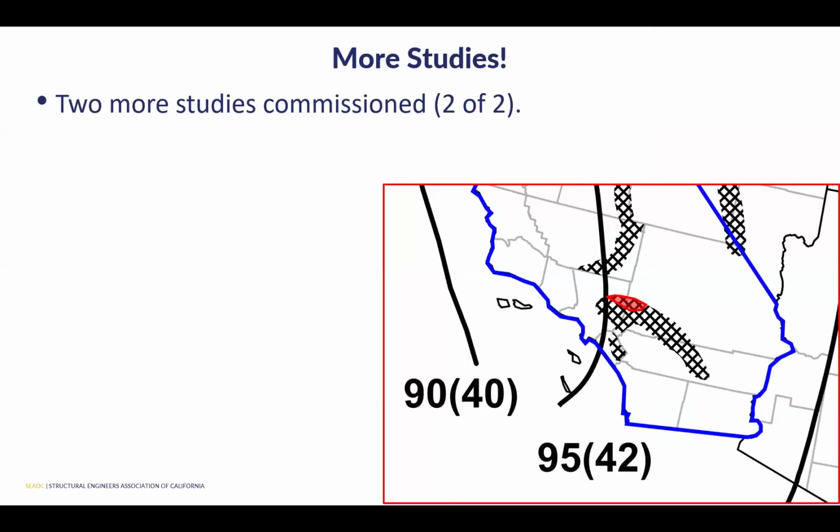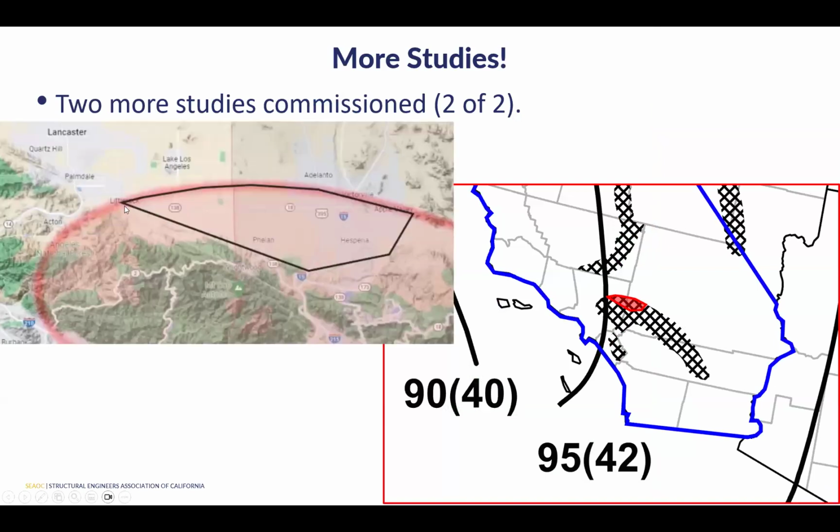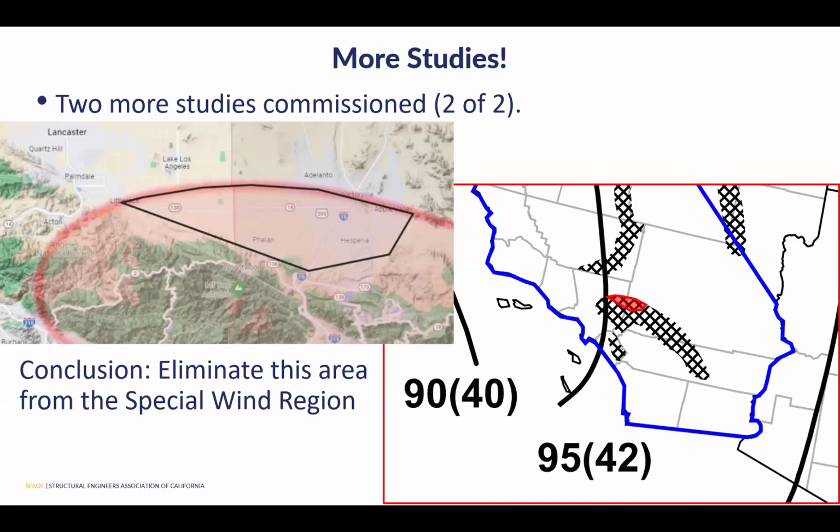We also commissioned another study, and that is this area highlighted in red here of the San Gabriel special wind region. The results of this study are that this area right here actually isn't affected by Santa Ana winds significantly. So our recommendation is that this area, this notch in the special wind region, can be ignored, and that the special wind region should actually be notched around this region, because Santa Ana winds are flowing this way towards the south and west, and they don't concentrate. They're not downslope.